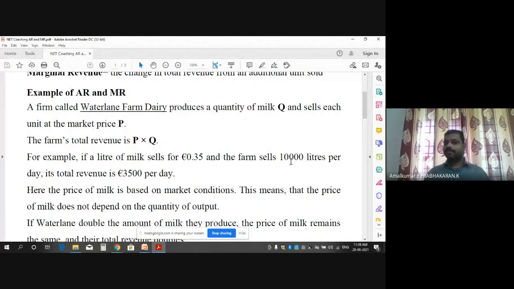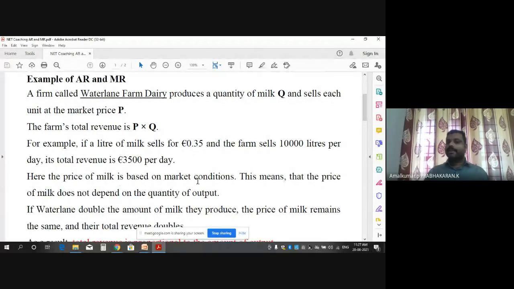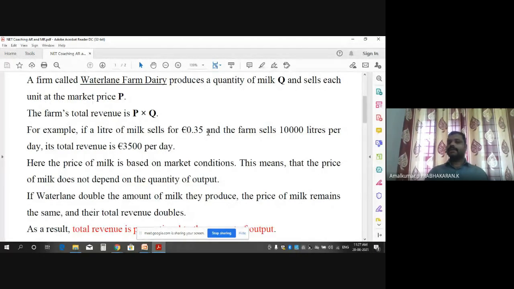So the total revenue is equal to the total quantity sold times the price of each unit sold. Here the price of milk is based on the market conditions. This means the price of milk does not depend on the quantity of output. The price depends only on the market condition. If the output increases, the price remains the same because of the market conditions.